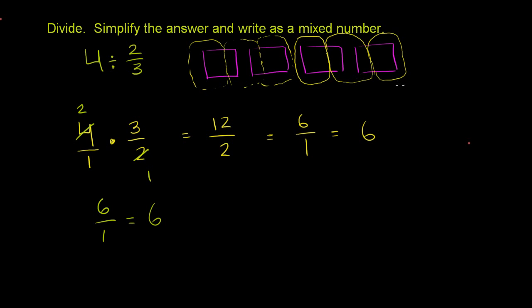Now, how many groups of 2/3 do we have? We have 1, 2, 3, 4, 5, 6. So we have 6. 4 can be divided into 6 groups of 2/3. So it's just like regular division, sometimes a little harder to visualize because we're dealing with fractions.